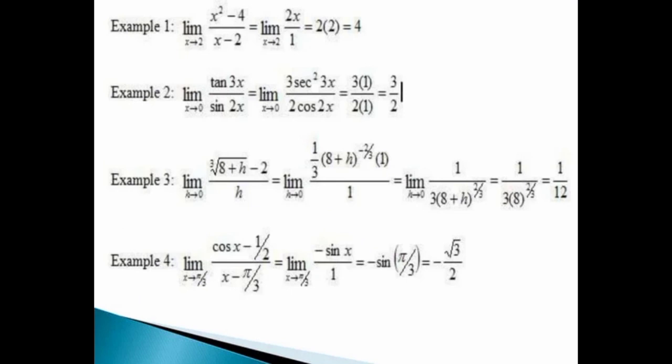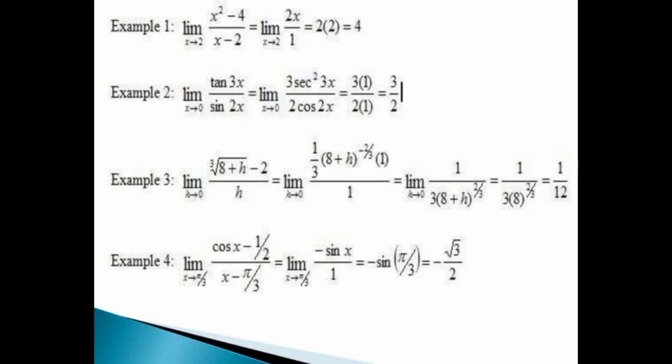So, example: the limit of x squared minus 4 over x minus 2, where x approaches 2. So, the limit of 2x all over 1, where x approaches 2, so 2 times 2 is equal to 4, which is the answer, not indeterminate.